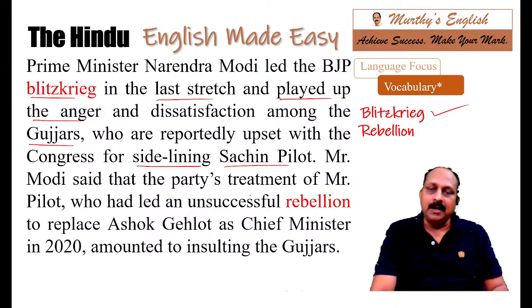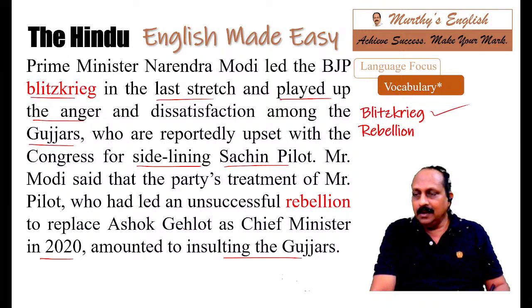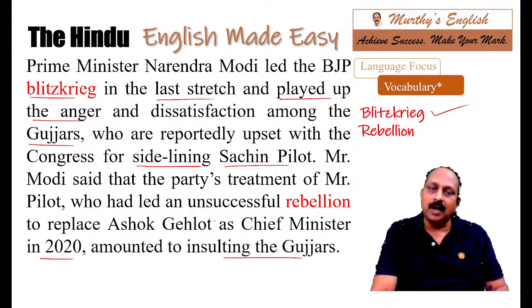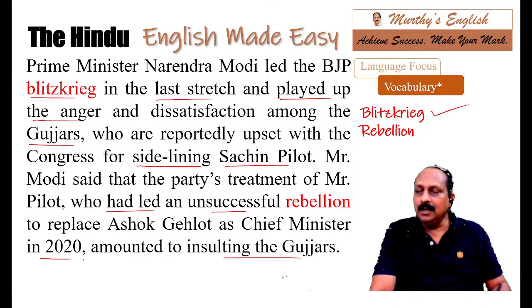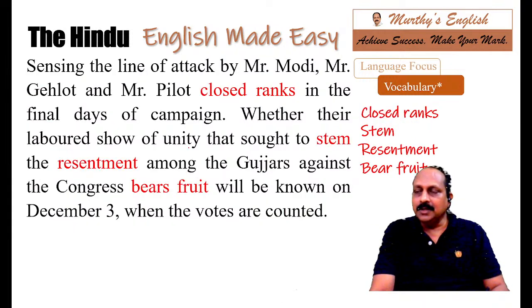Mr. Modi said that the party's treatment of Mr. Pilot, who had led an unsuccessful rebellion to replace Ashok Gehlot as chief minister in 2020, amounted to insulting the Gujars. In 2020, something happened. What happened? There was a tussle between the incumbent chief minister Ashok Gehlot and the rebel Sachin Pilot. But Sachin Pilot was not successful, who had led an unsuccessful rebellion to replace Ashok Gehlot as the chief minister in 2020. And this amounted to insulting the Gujars. That was the stand taken by the PM, sensing the line of attack.